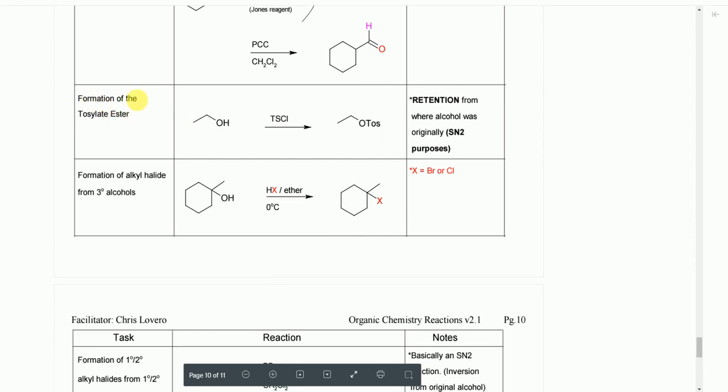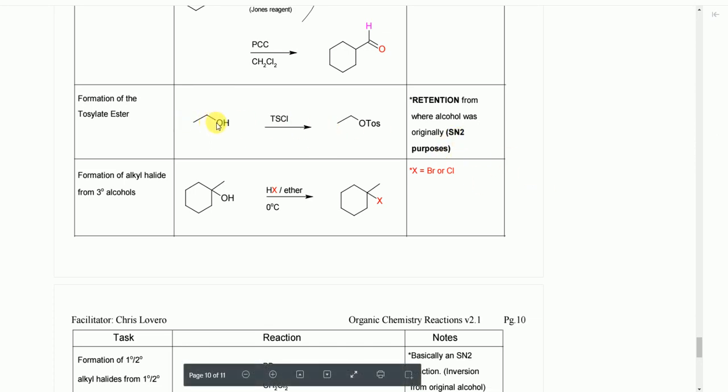So let's look at this formation of tosylate. Tosylate ester, and I want everyone to know what this looks like. We have an alcohol, and here it's a primary alcohol. It doesn't always have to be a primary alcohol, but preferentially primary and secondary, because that's what we do SN2 on.